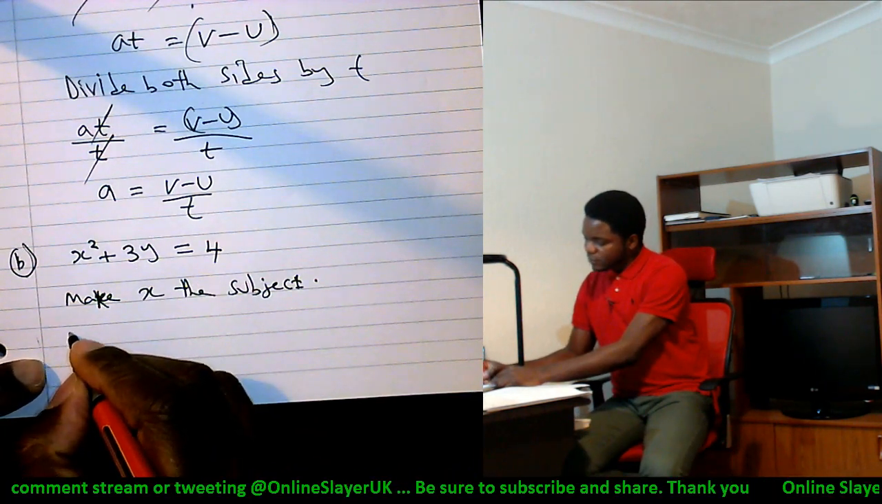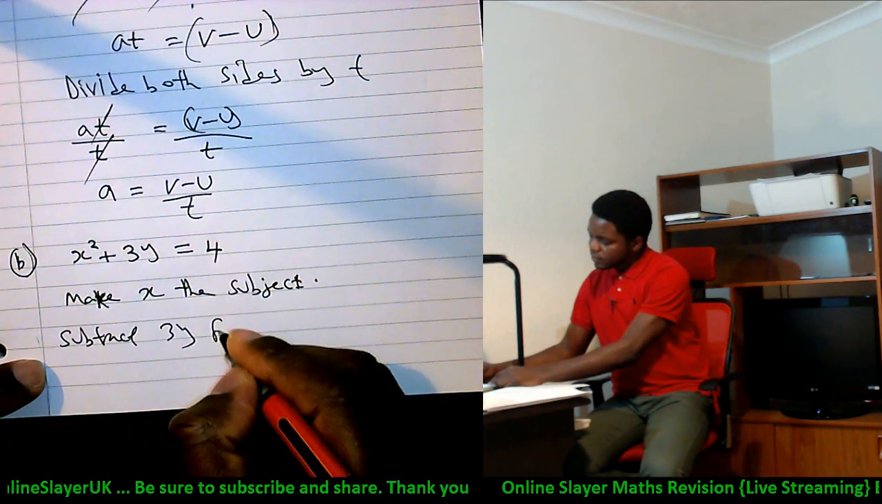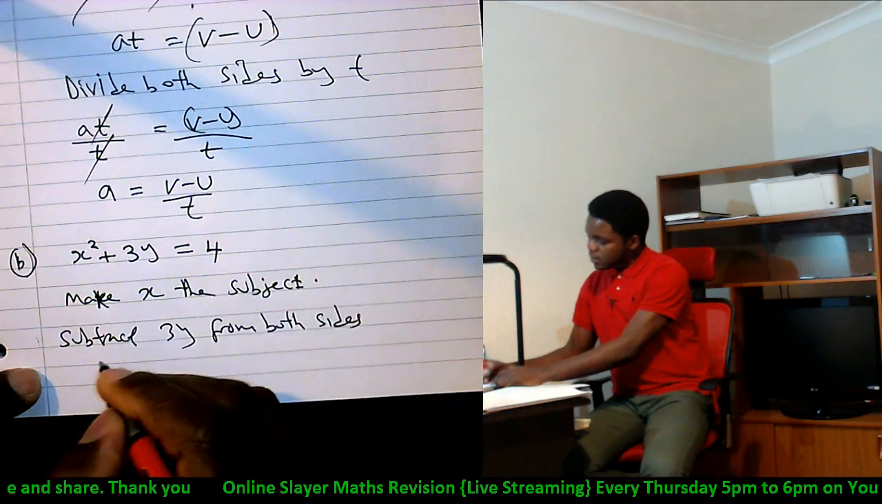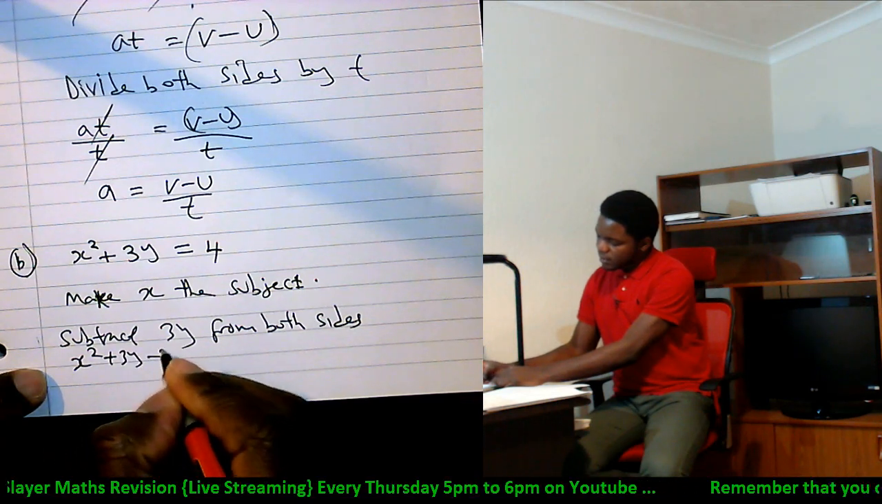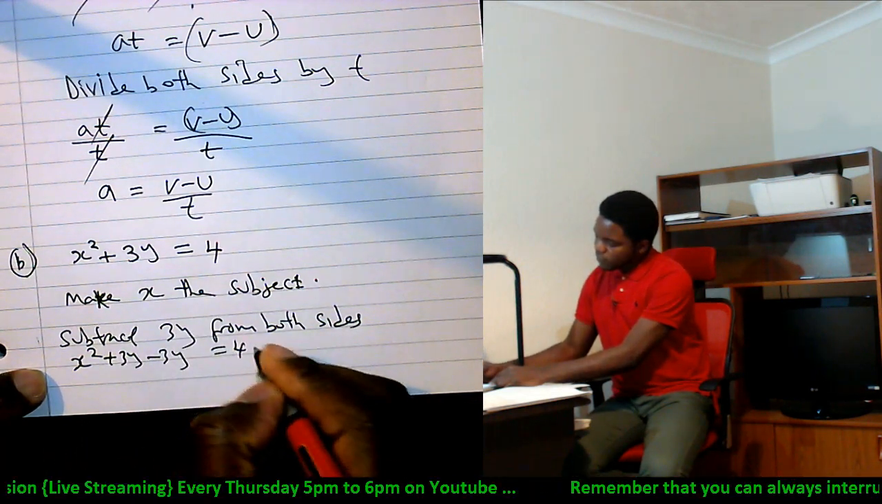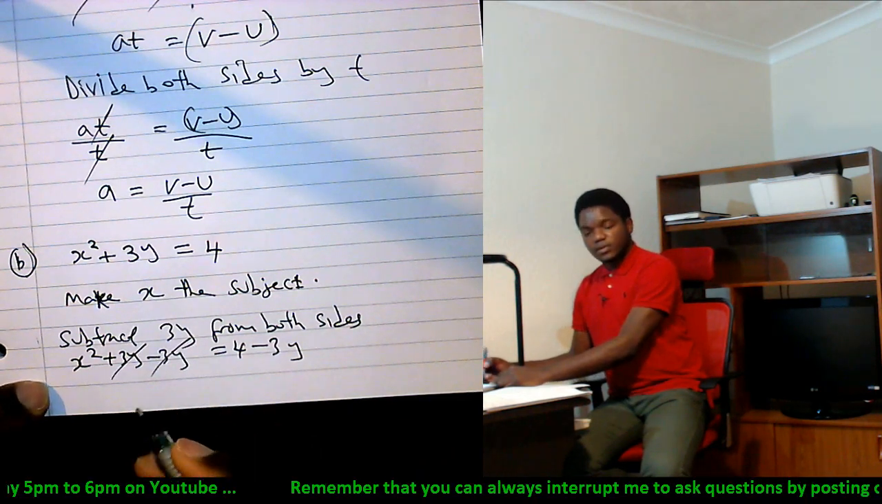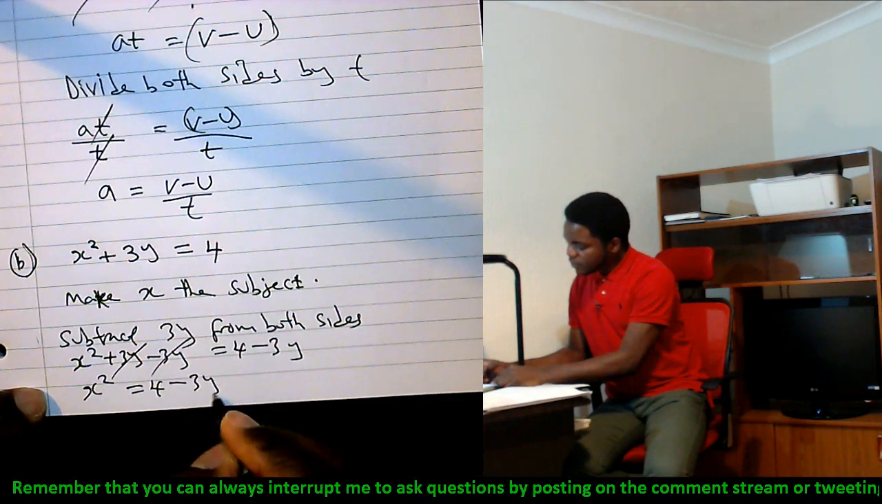So you have to subtract 3y from both sides. That gives you x squared plus 3y minus 3y equals 4 minus 3y. 3y cancels 3y, you're left with x squared equals 4 minus 3y.